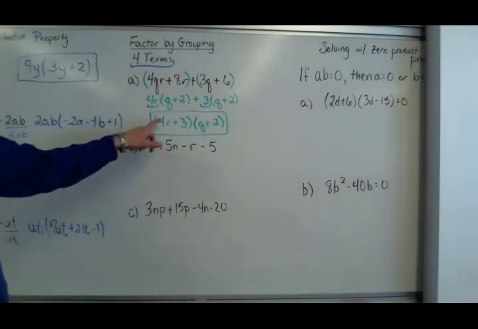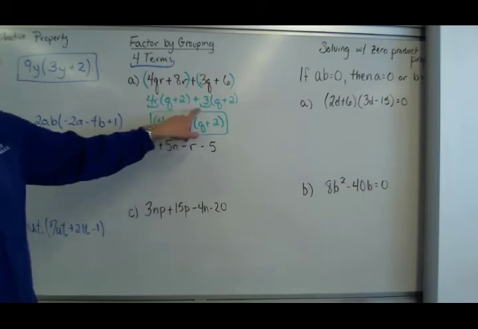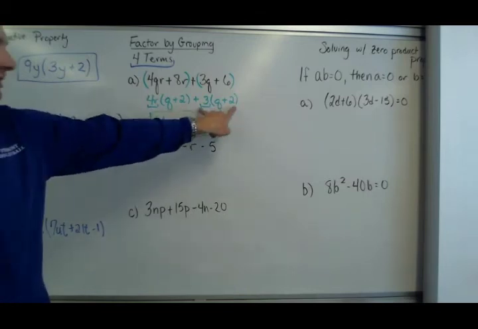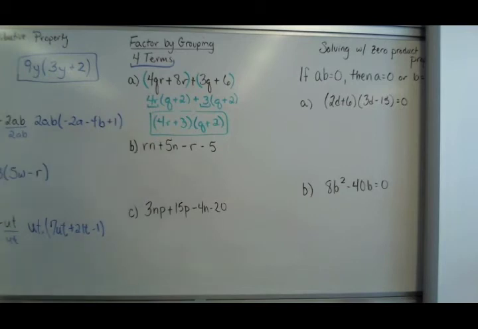Okay, now if you think of how FOIL works, we multiply this times both of those, which represents that. We multiply this by both of those, which represents that. And that is then your final answer.